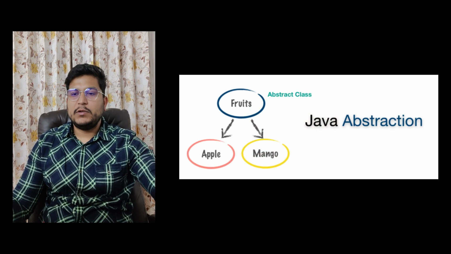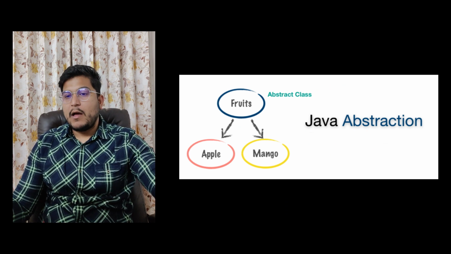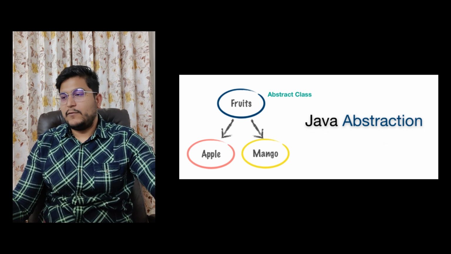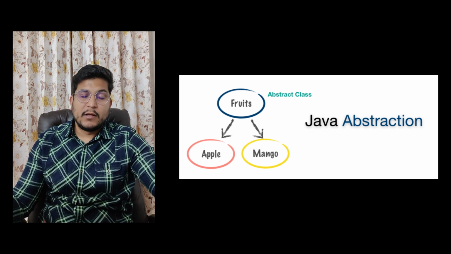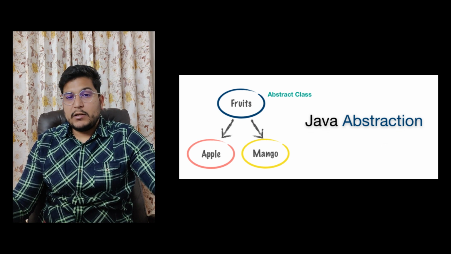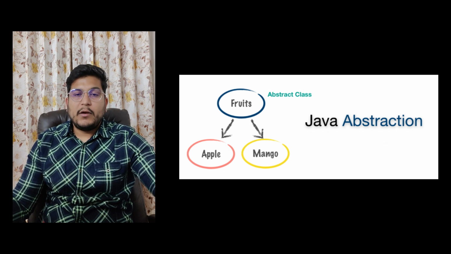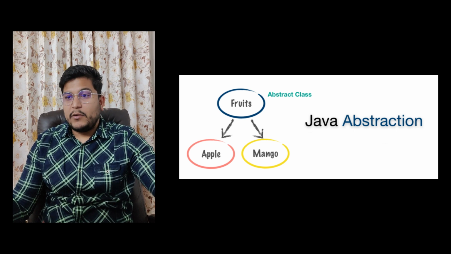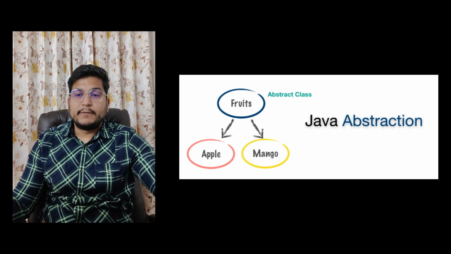Now, let's move to the concepts themselves. Our first concept is abstraction. Hiding internal details and showing functionality is known as abstraction. For example, having a phone call. We don't know the internal processing, but we always talk to each other on phone calls. The other example that I can remember is a car. You're driving a car. You don't know the internal processing, but you are using the car.